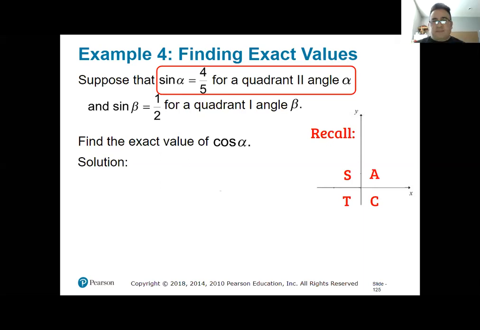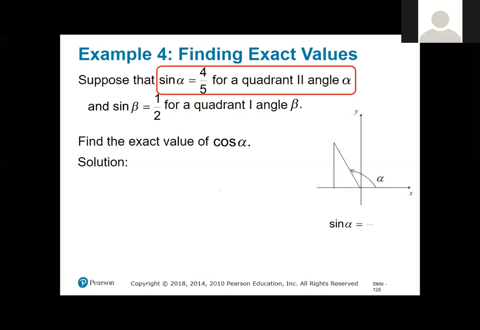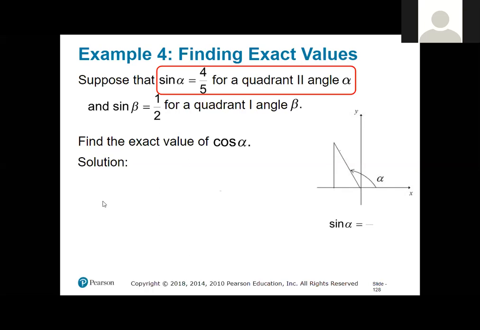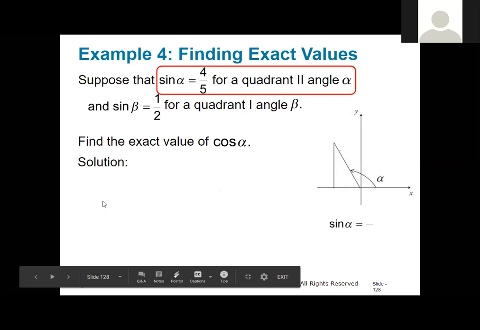So let's see here. Sine of alpha, they told us, was 4 over 5, right? So this is alpha. So my angle alpha is going to end up in quadrant 2, right? Which means it's going to be what? Positive or negative? Positive, right? Okay, so it's going to be positive.